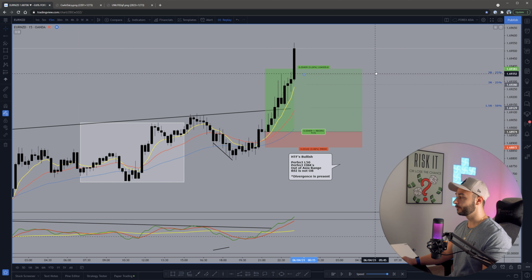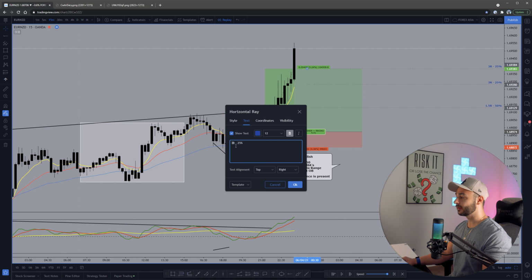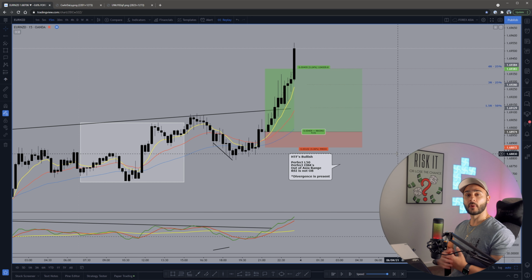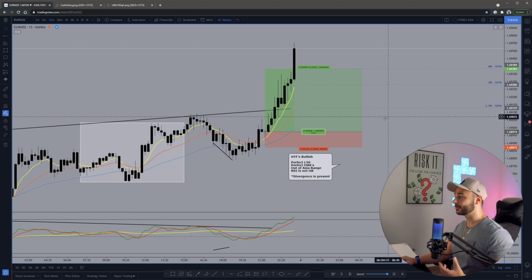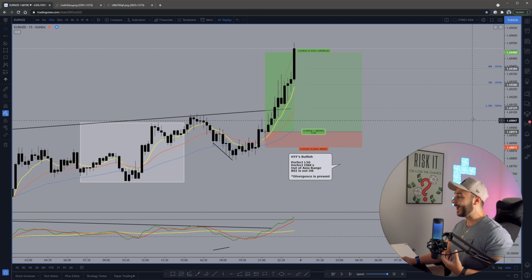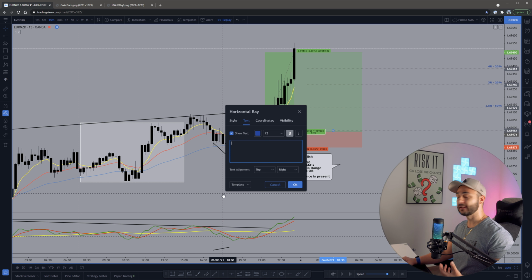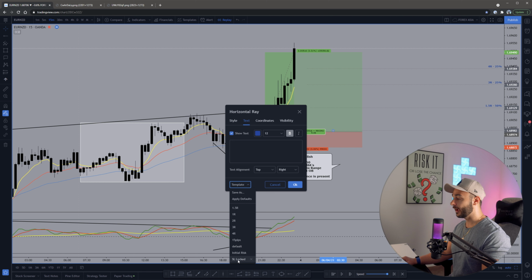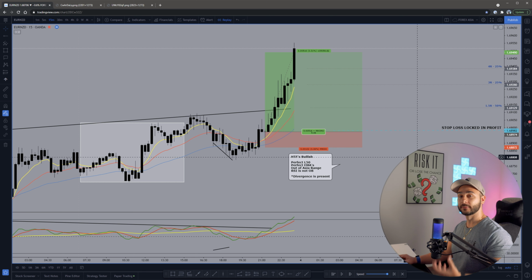And at 4R, I'll take another 25% off. And what I'll simply do after that is just let the trade run, managing my stop loss at R multiples. So what I mean by that is, once the trade hits 1.5R and I do take 50% off, I put my stop loss to break even. So it becomes a risk-free trade. I've bagged some profits and I can no longer lose my initial risk. So I put my stop loss locked in profit.